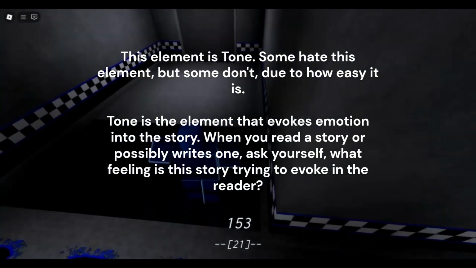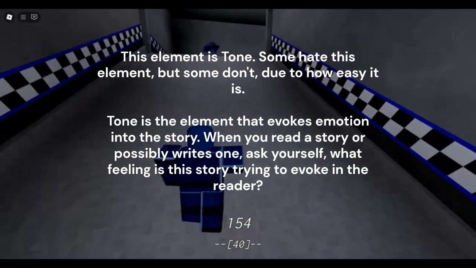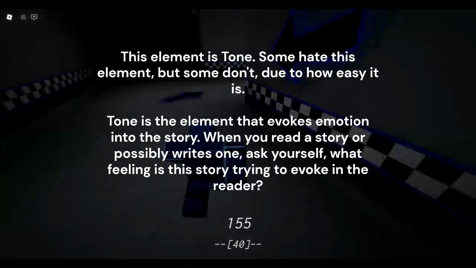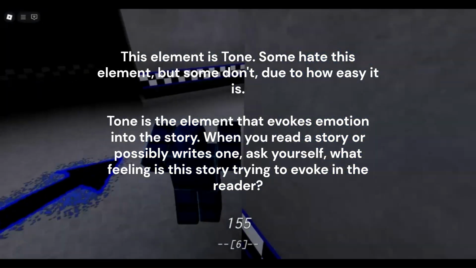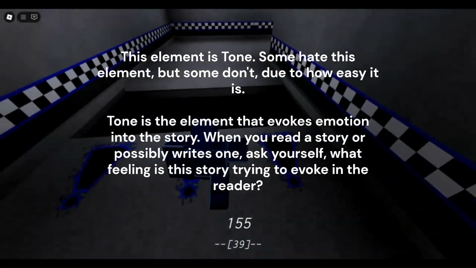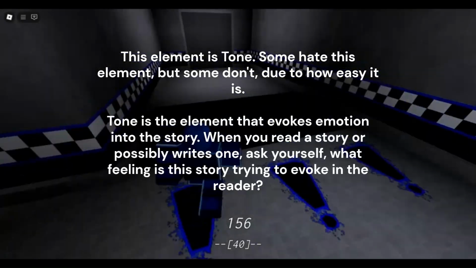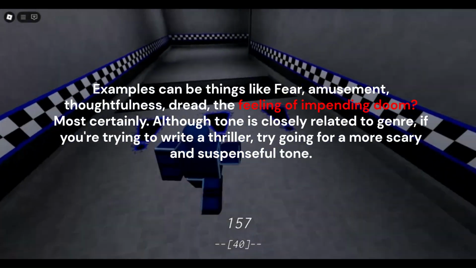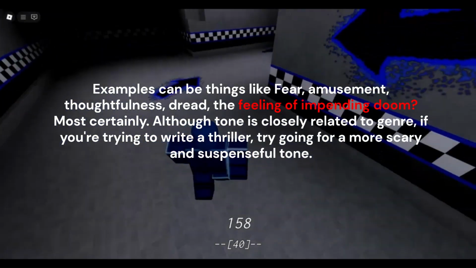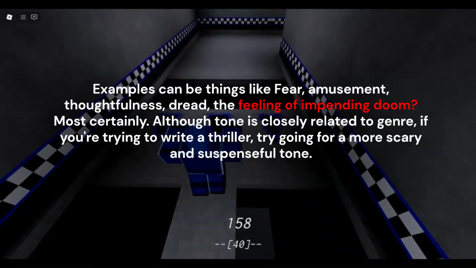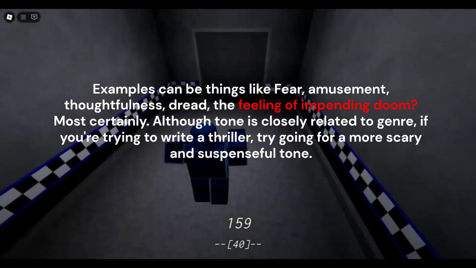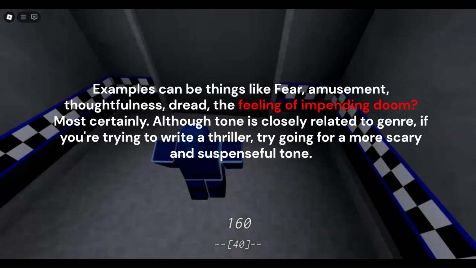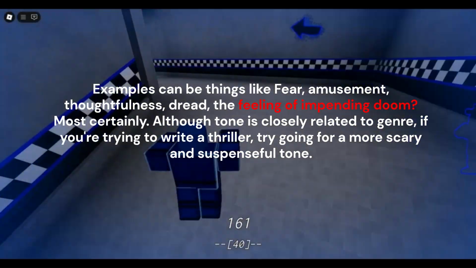This element is tone. Some hate this element, but some don't, due to how easy it is. Tone is the element that evokes emotion in the story. When you read a story or possibly write one, ask yourself, what feeling is this story trying to evoke in the reader? Examples can be things like fear, amusement, thoughtfulness, dread, the feeling of impending doom. Most certainly. Although tone is closely related to genre, if you're trying to write a thriller, try going for a more scary and suspenseful tone.